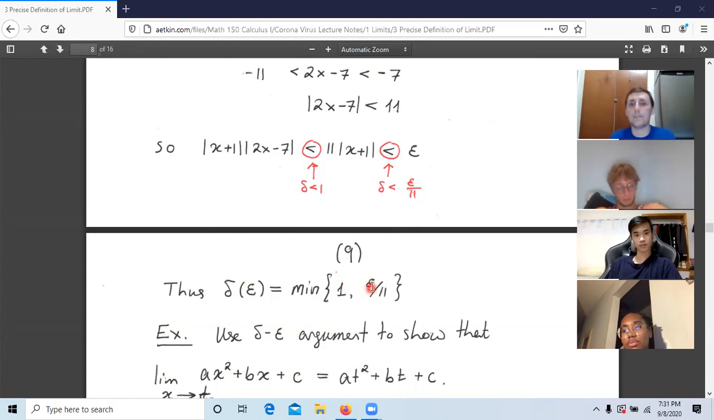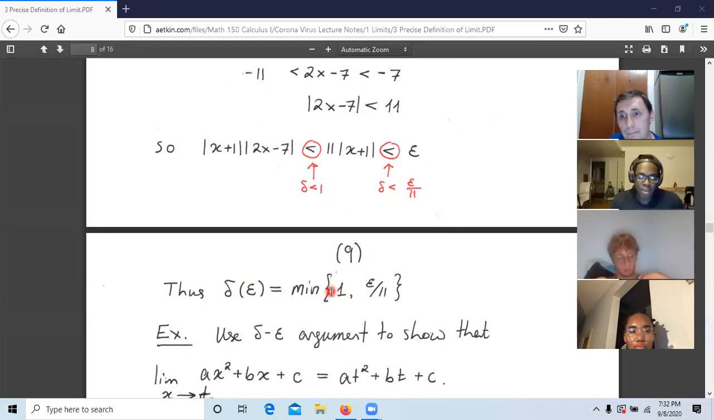If epsilon happens to be 11, I can use 1. If epsilon happens to be 9, then I use 9 over 11. If epsilon is anything smaller than 11, I use this part here. But this works, you understand? If I make my input pipe smaller than both 1 and epsilon over 11, I accomplish my goal. With me? I have a quick question.